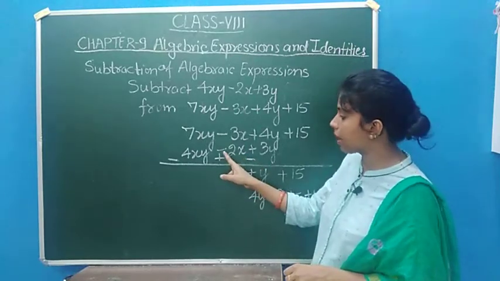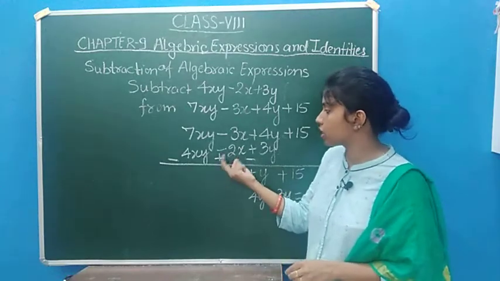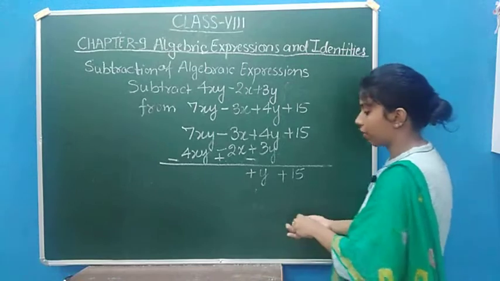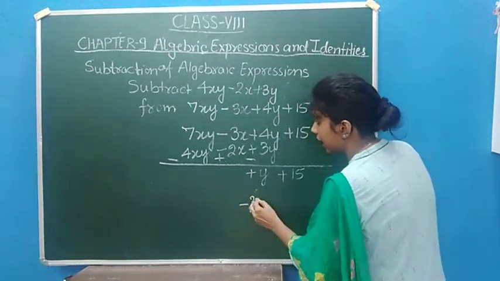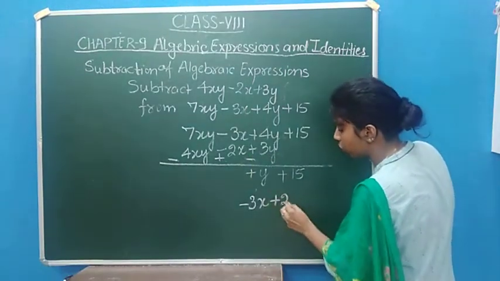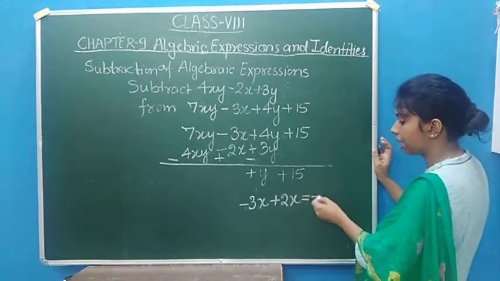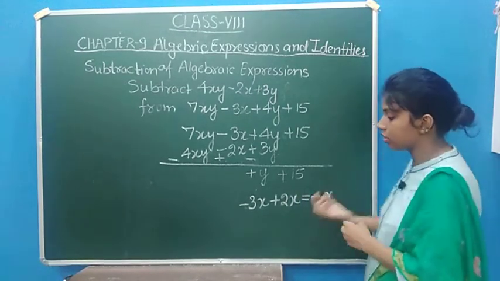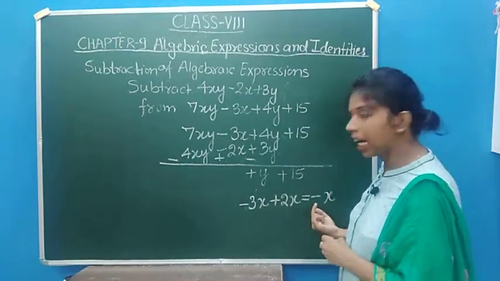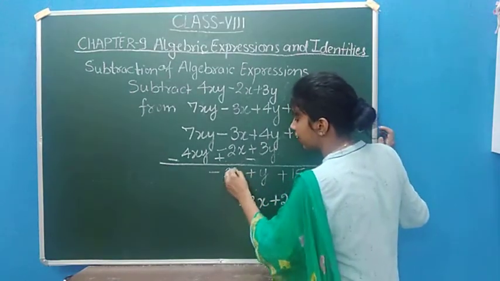Again, I am not taking minus 2x, because I already changed the sign, it became plus. So minus 3x, what do we have? Minus 3x and plus 2x. So minus 3x plus 2x becomes what? It is minus x, because we are subtracting a bigger number from the smaller number, so we get a minus sign here. So it is minus x.